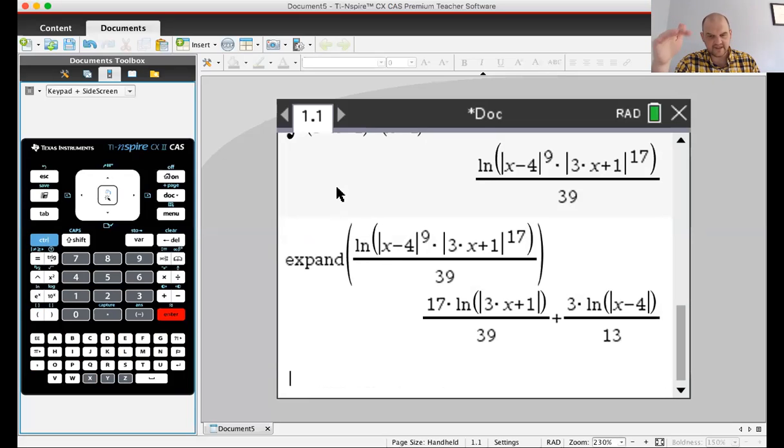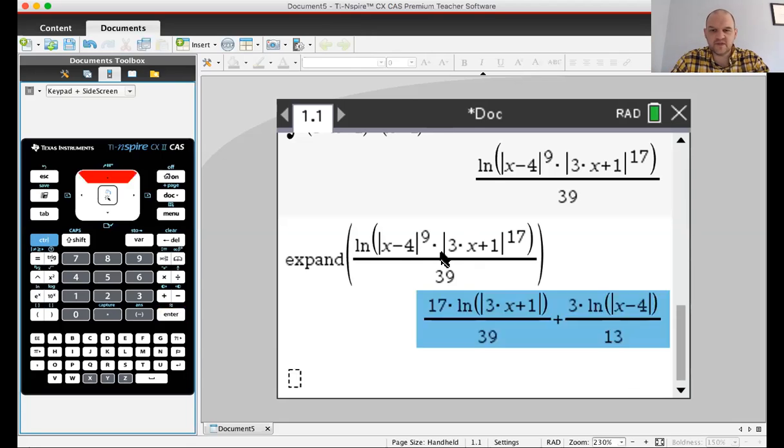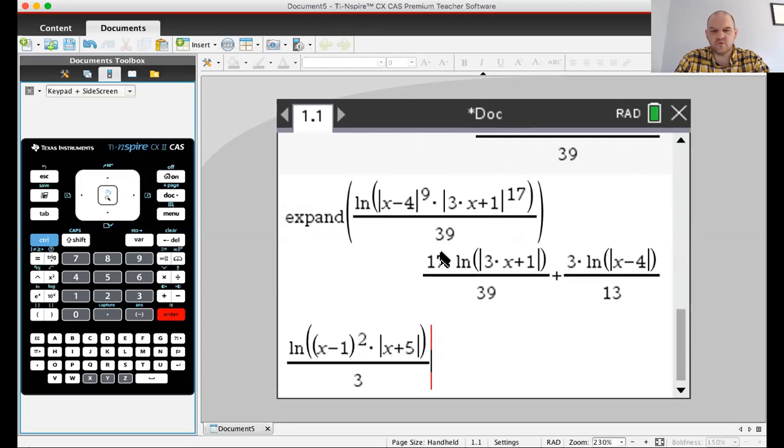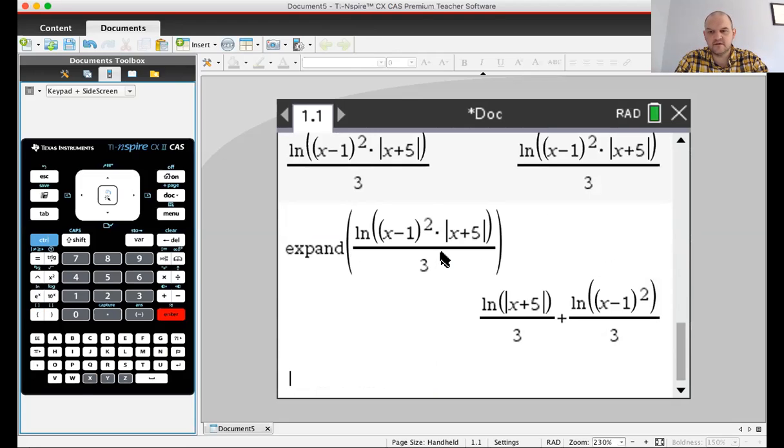So 17 over 39, natural log of 3x plus 1, 3 over 13, natural log, absolute value of x minus 4. We got it. All right. Also, we learned a new trick. You can expand those things. Can we always do that? Let me go up and get that other one. It was this one, right? I was like, this is the worst. Can I expand this? I can, sort of. It didn't pull the 2 down and give you 2/3. It gave you natural log quantity squared. Not really the end of the world. You just have to know some of the properties of logs, but you should know all the properties of logs, right? Because you're becoming this calculus expert.